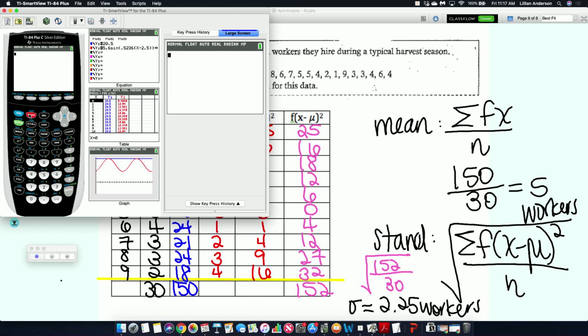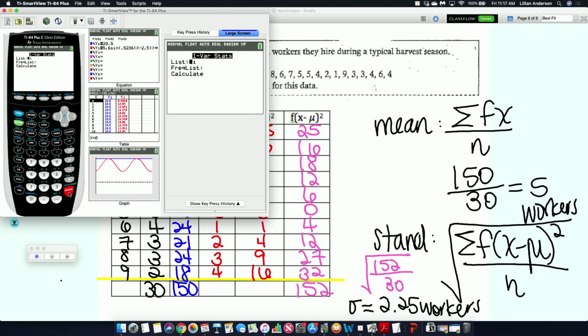All right, so press second mode. That exits you out of your program. You go back to stats, and you want to go over to calc. Calc has all these different types of operations. We'll use a few other ones inside of this unit. For this particular purpose, we want to go to 1-Var Stats. 1-Var Stats stands for one variable statistics. We're only dealing with one variable here, the number of farmers hired to work this harvest season.